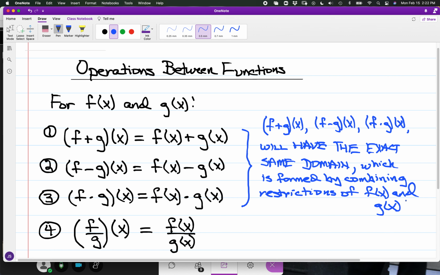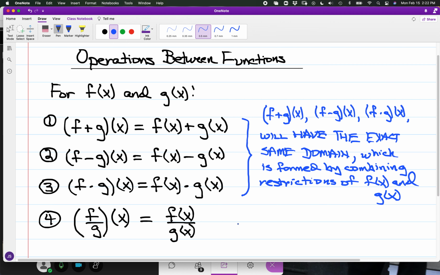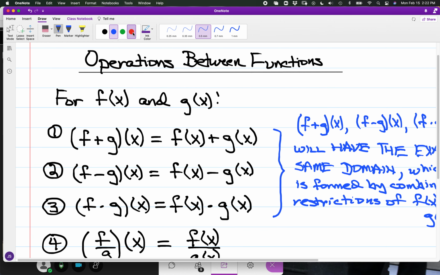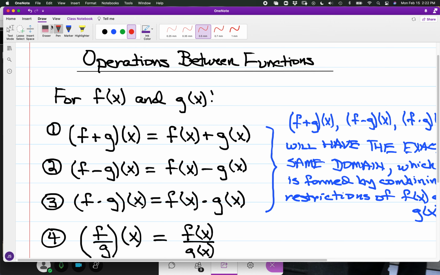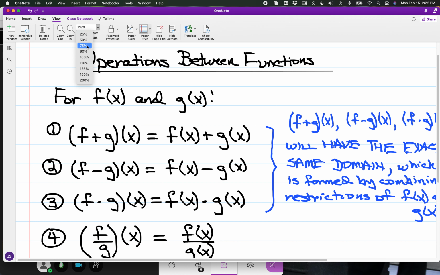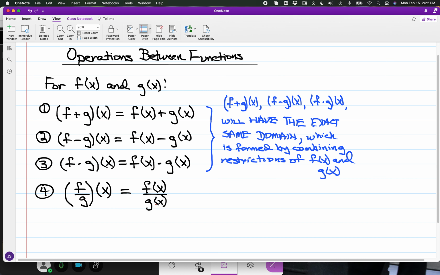Now for the quotient function, because it's imposed that whatever we have for g of x, the bottom part of a fraction cannot be zero, there's still the possibility that while the sum, difference, and product functions will have the same domain throughout, the quotient function might have a different domain, because g of x cannot be equal to 0.